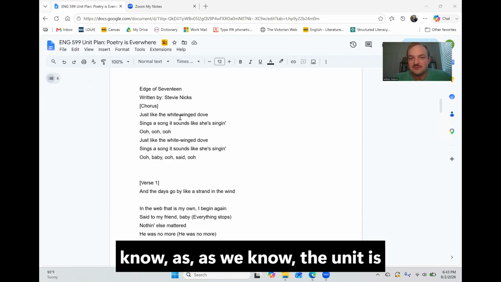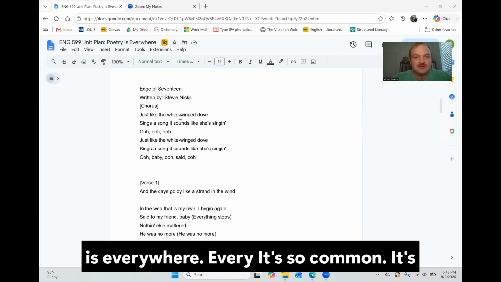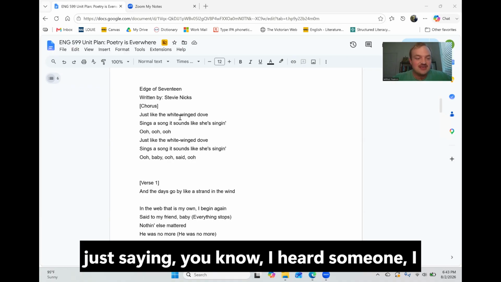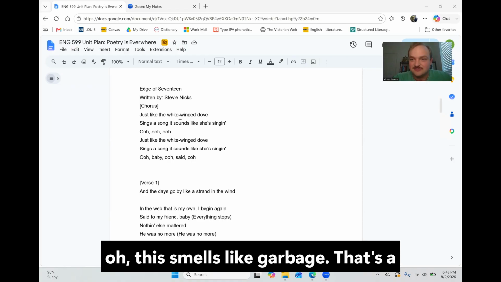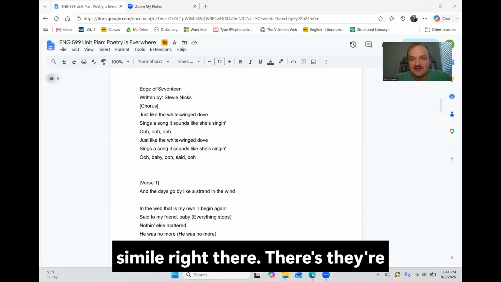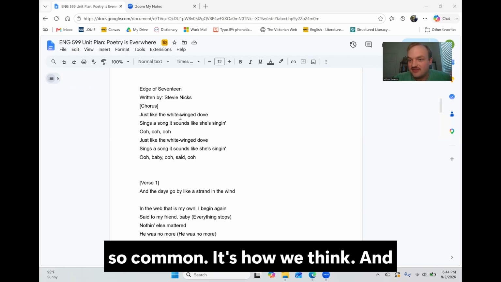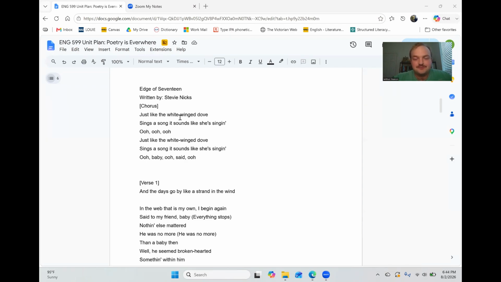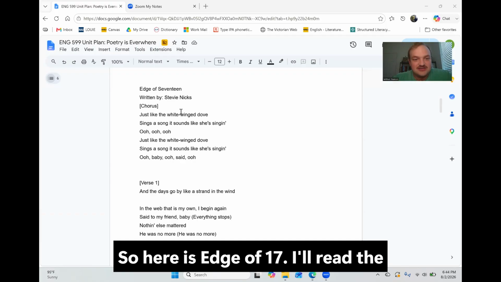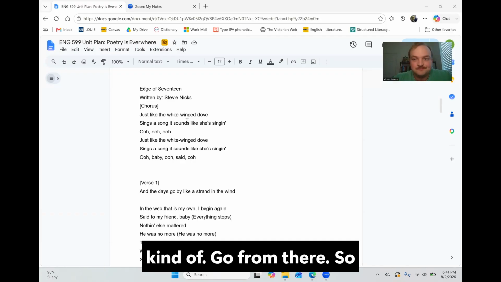As we know, the unit is about how figurative language or poetry is everywhere. It's so common. I heard someone the other day saying, "Oh, this smells like garbage." That's a simile right there. They're comparing something with like or as. It's so common. It's how we think, and it's common in music too, as we've seen. So here is Edge of 17. I'll read the lyrics and then go from there.